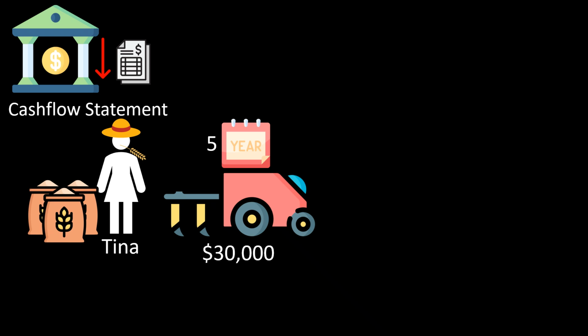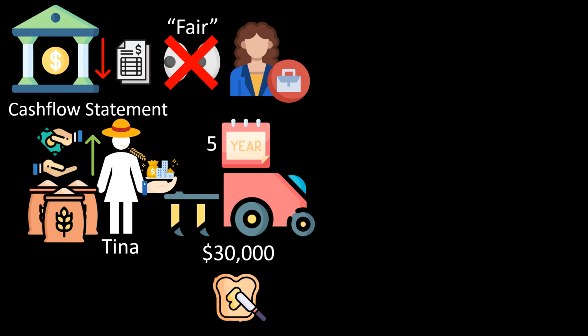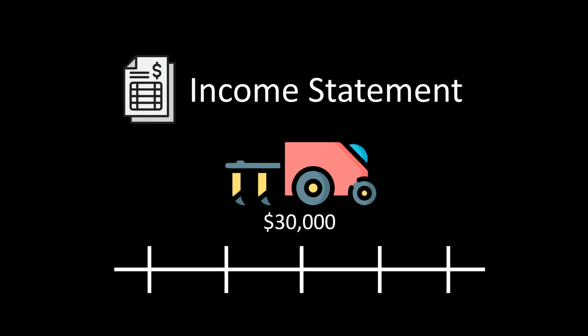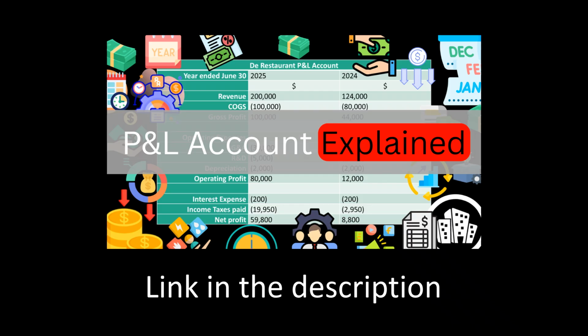This is where it gets interesting. The accounting community doesn't see leaving the financials with this big purchase affecting it as fair. The machine is an asset for Tina, which can increase the farm's sales. So, the cost is spread out over time. This is depreciation, which I explained in my PL Account Explained video. In the income statement, the cost of the machine will be spread out over its 5 years, which will be $6,000 annually, straight-line depreciation. That PL account video is calling you.